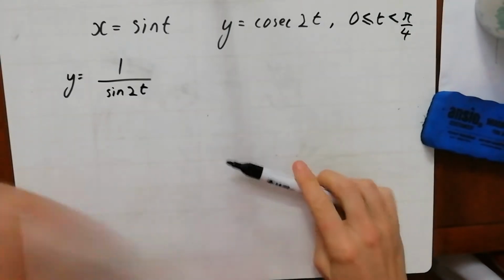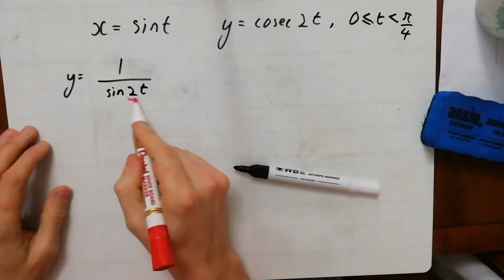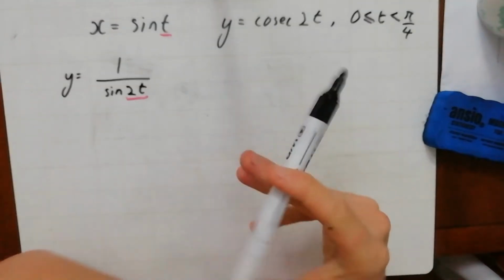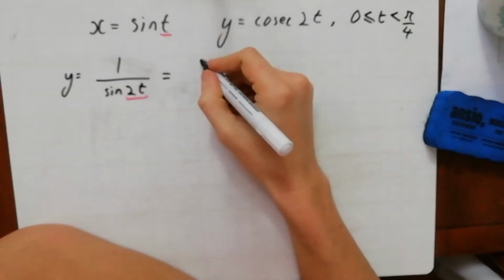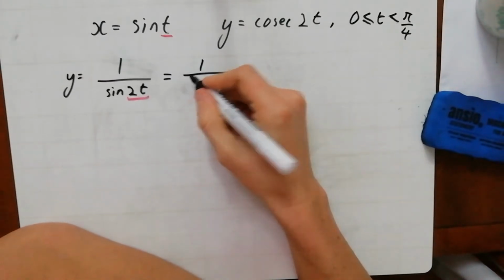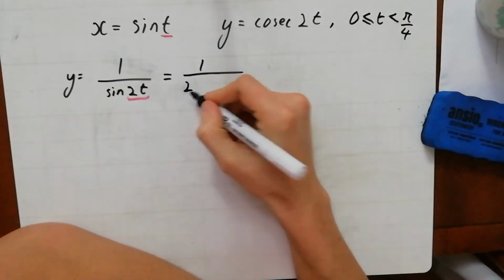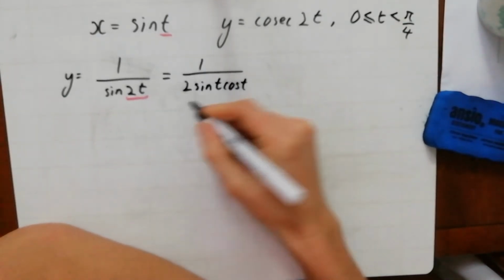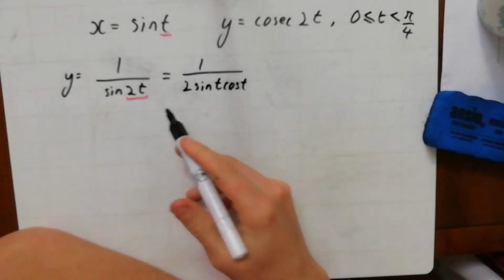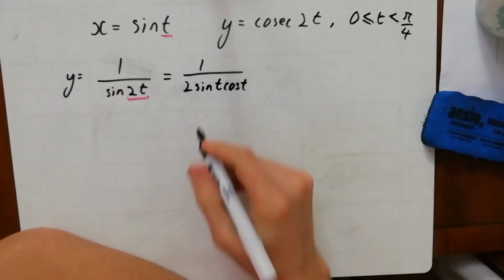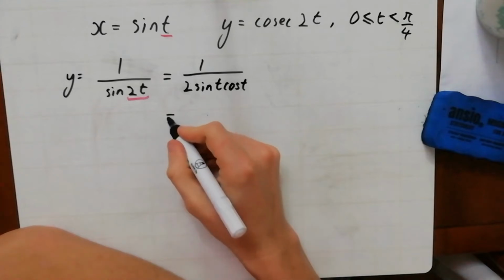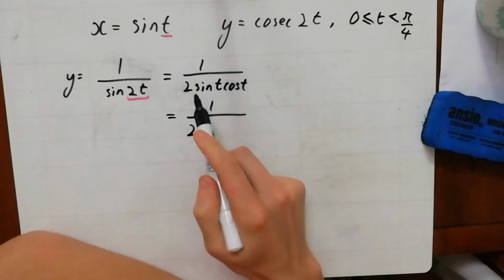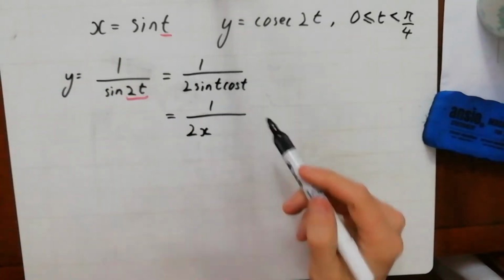And then I realised that I have different angles here. This has an angle of 2t, this has an angle of just t. So I know that I need to use the double angle formula on this. The double angle for sine 2t, we should remember, is 2 sine t cos t. Okay, so I've got that. That's good, because I've got a sine t, and I know that sine t is x. So I can just replace that sine t with an x.